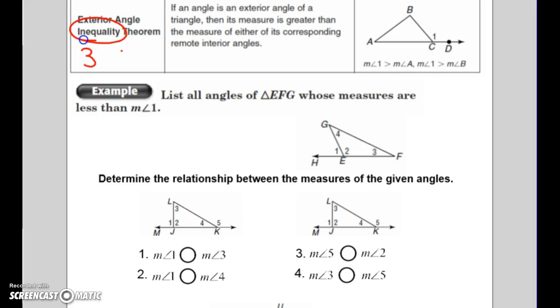If I had a 3 and a 4, they're not equal, are they? No. 3 is what? Smaller. What's another word for smaller? Less than. So inequality means less than or greater than. What about equal? Oh, but it's inequality. It's not equal. It can't be equal.